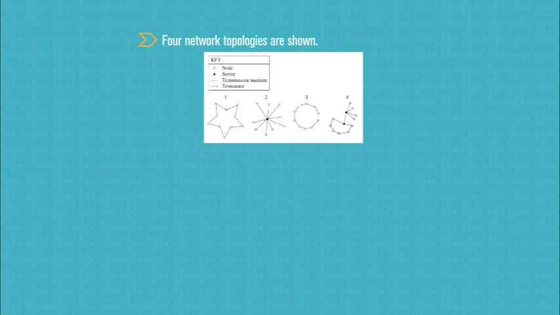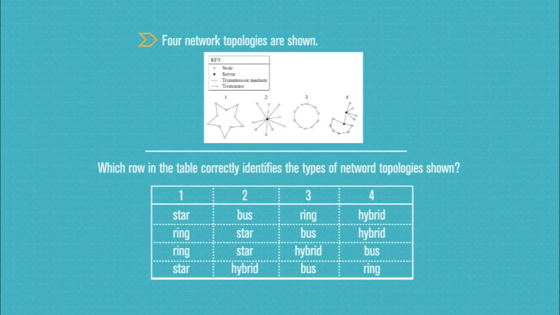Let's have a look at a multiple choice question from 2012. This one's about network topologies. So you can see we've got 4 network topologies shown here in this question. And we have to correctly identify the type of network topologies shown in each one. A little bit tricky here. Immediately you would look at option number 1 and think, well, that's a star network.